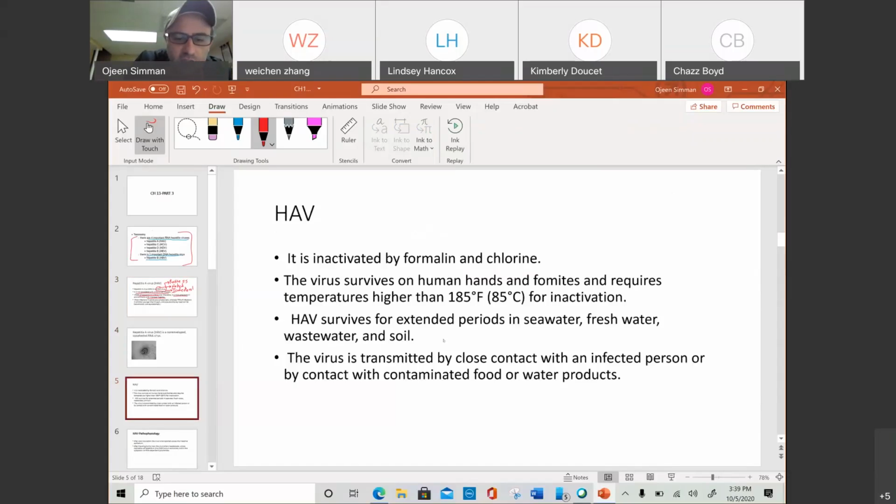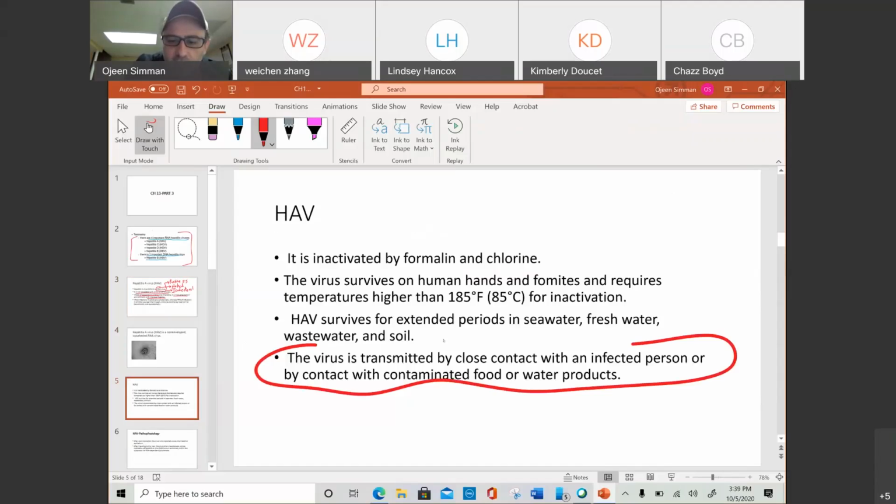So the mode of transmission, as we said, it's transmitted from contaminated food or water products, and it also can be transmitted by close contact with an infected person.